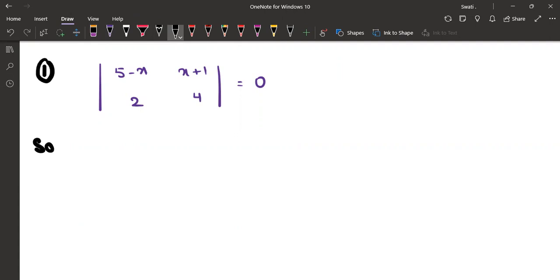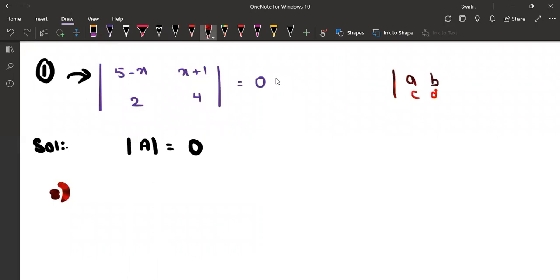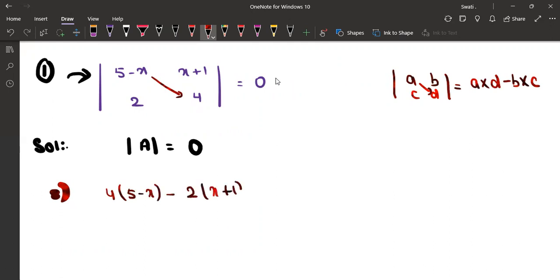So here we can simply write down, because the matrix is singular, it implies that suppose we have a matrix A, the determinant of that is going to be 0. And we already have the determinant form given here. So we can quickly find out the determinant. How do we find the determinant? I'll explain. If you have the entries a, b, c, d, then the formula is to do cross multiplication, a times d minus b times c. So using this formula, this will become 4 into 5 minus x minus 2 into x plus 1 equals 0.